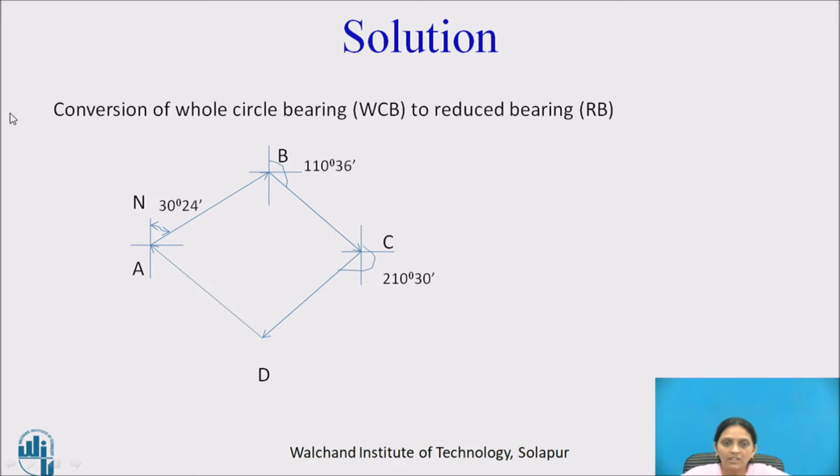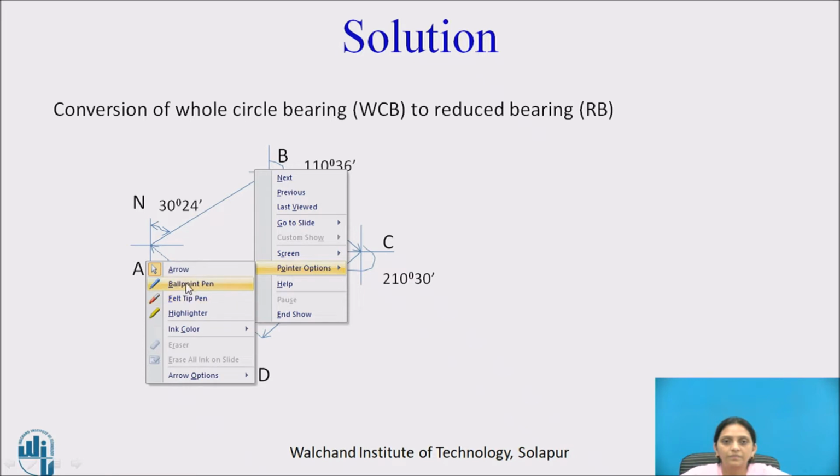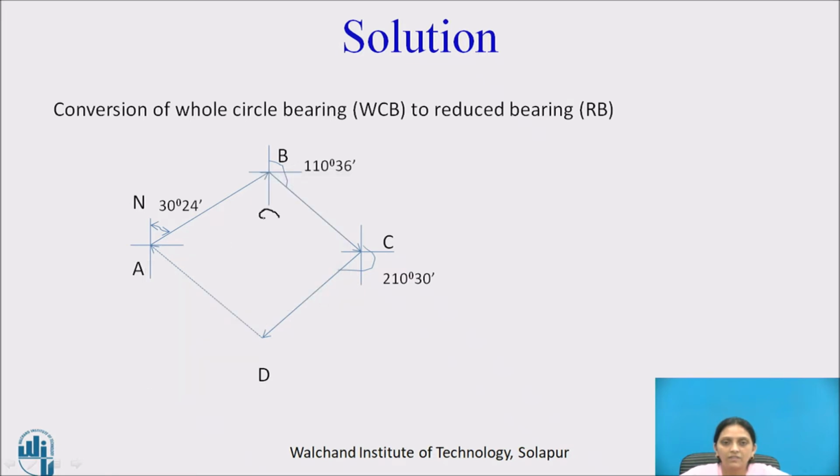So if we consider first line AB, it is near to north end, so the 30 degree 24 minutes is the reduced bearing of the line. So for AB, whole circle bearing and the reduced bearing are the same. But this is not the case for line BC. Line BC, 110 degree 36 minute, is the whole circle bearing. But if you see line BC, it is more near to the south end. So this is the south end, and this is the reduced bearing of the line BC. Same here, for line CD, it is again near to the south end, but the bearing should be found in clockwise direction.